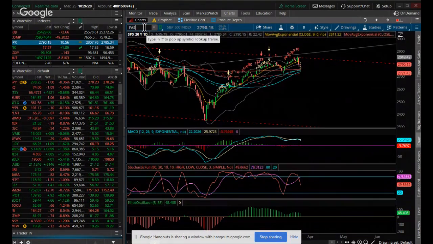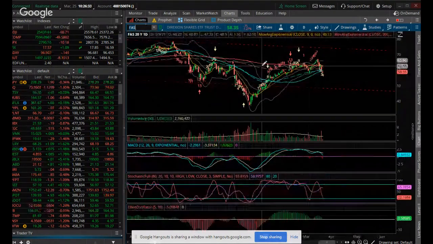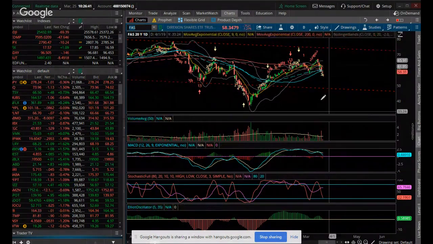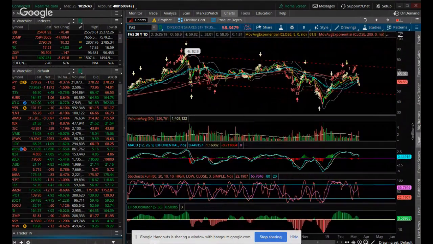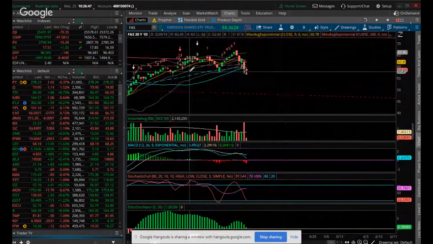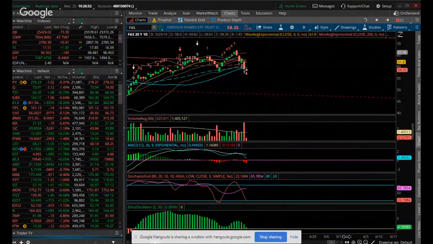Let's see here. And this is the ETF, the triple leverage ETF for financials. And it is having a little bit of a hard time here to see if it can bounce from its recent low.